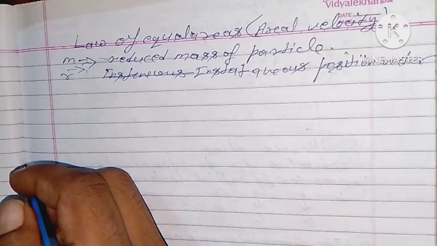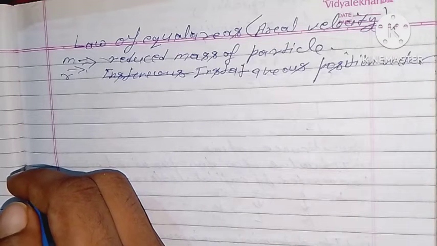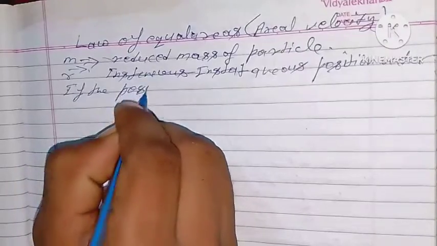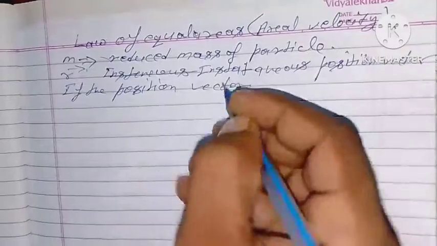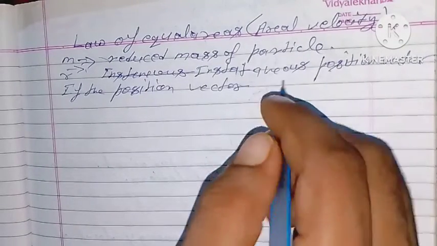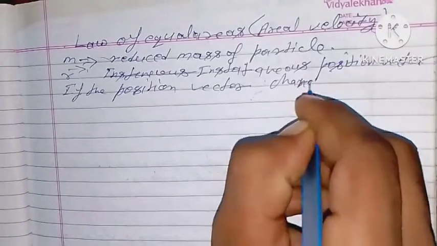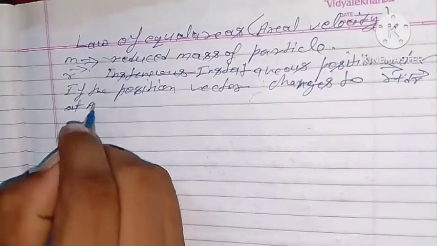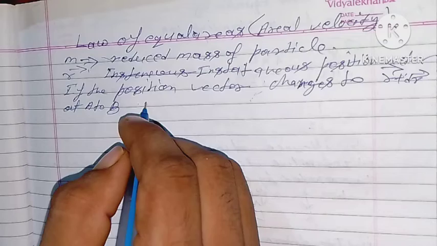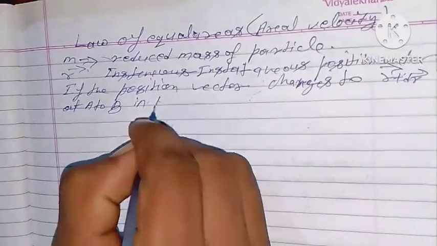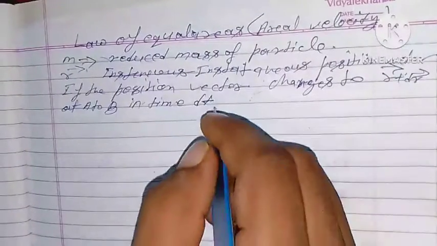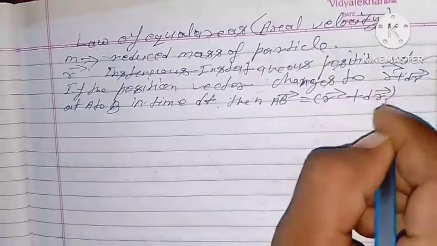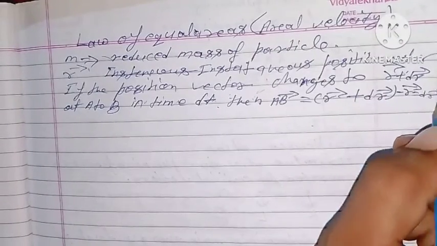If the position vector changes from r to r plus dr, at A to B in time dt, then the AB vector is equal to vector r plus dr minus vector r, equal to dr vector.